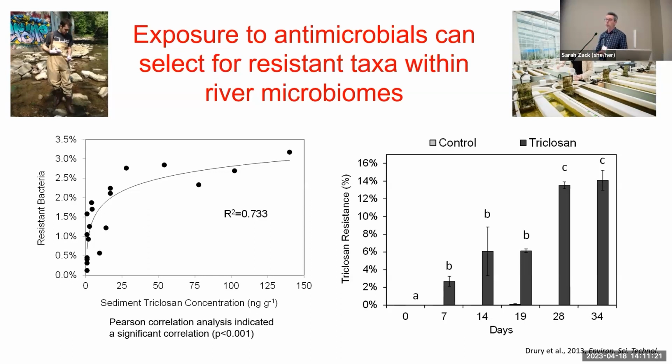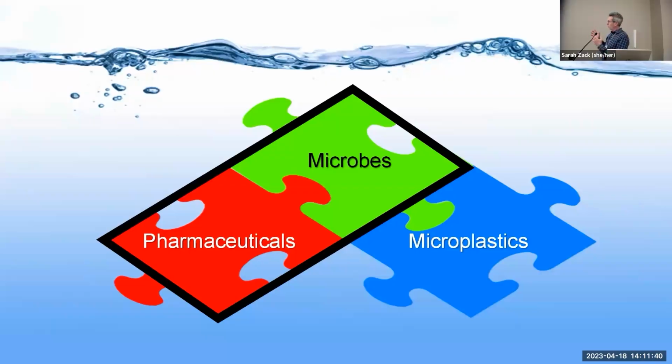And we saw that exposure to low levels of triclosan could select for resistant bacterial communities as well. So these pharmaceuticals and antimicrobials can impact the activity and composition of microbial communities. They can also select for resistant organisms. So that's the connection between the microbes and the pharmaceuticals.